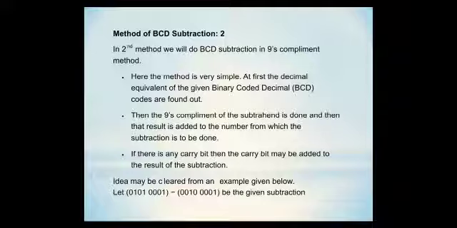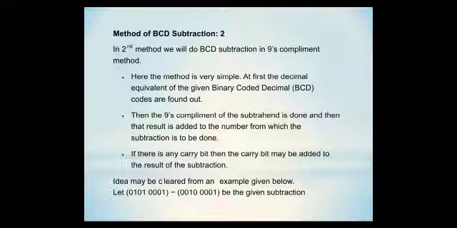Next, the second method for BCD subtraction. In the second method we will do BCD subtraction in the 9's complement method. Here the method is very simple. At first the decimal equivalent of the given binary coded decimal codes is found out. Then the 9's complement of the subtrahend is taken, and that result is added to the number from which the subtraction is to be done. If there is any carry bit, then the carry bit is added to the result of the subtraction. Okay, let us see an example below.